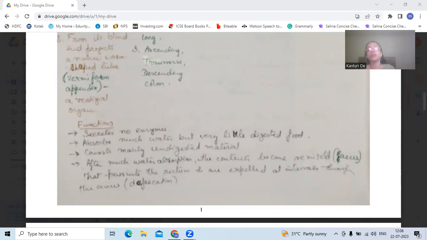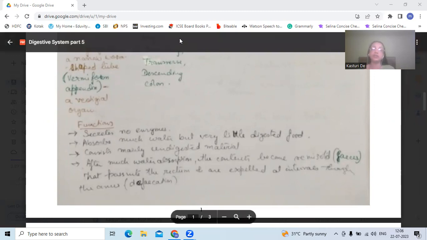Now, functions of this large intestine: it has no enzymes. Main thing, it has no enzymes, and here digestion is not done. Or rather, you can say very little digestion is done here. Mainly here absorption takes place, mainly absorption of water, and very little digested food. It consists mainly of undigested material here.